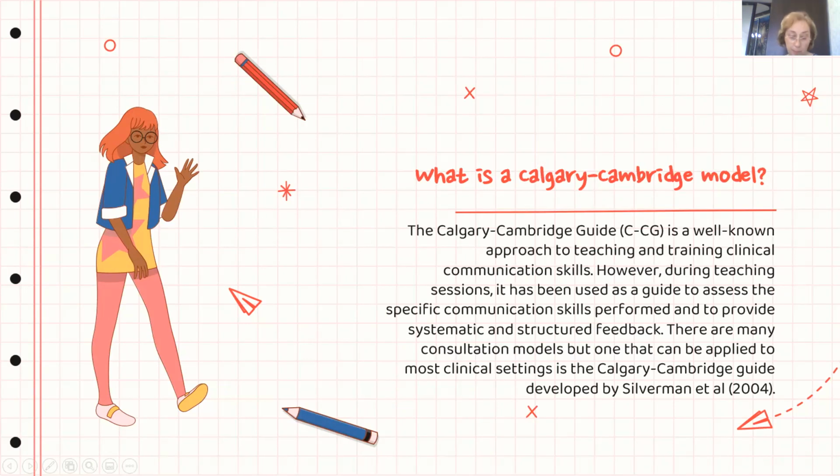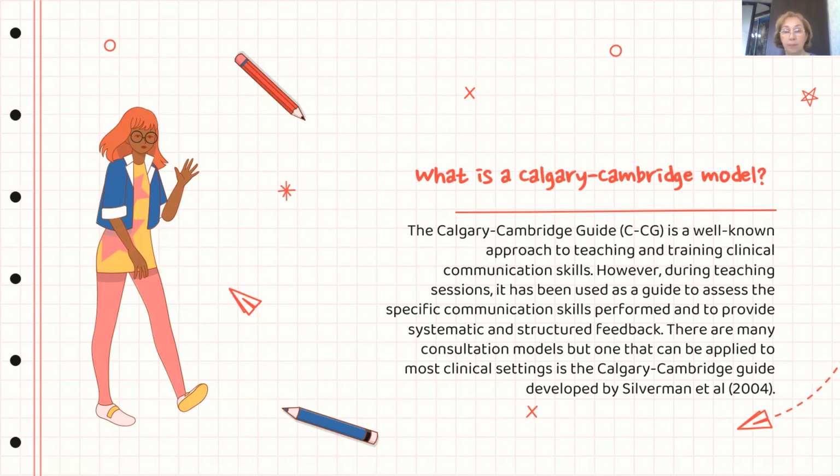What is the Calgary-Cambridge model? The Calgary-Cambridge Guide (CCG) is a well-known approach to teaching and training clinical communication skills. During teaching sessions, it has been used as a guide to assess the specific communication skills performed and to provide systematic and structured feedback. There are many consultation models, but one that can be applied to most clinical settings is the Calgary-Cambridge Guide, developed by Silverman et al. 2004.